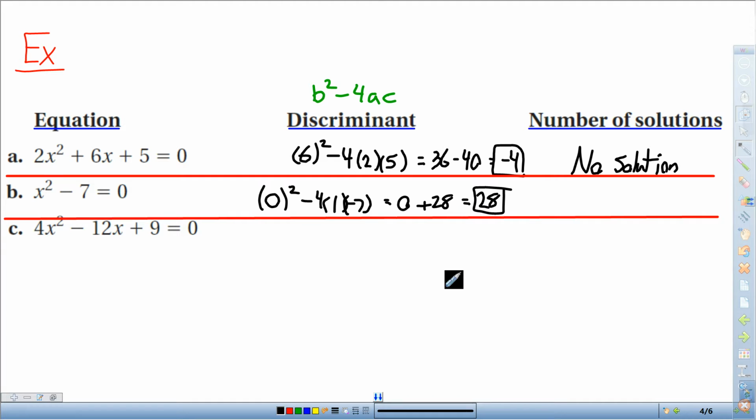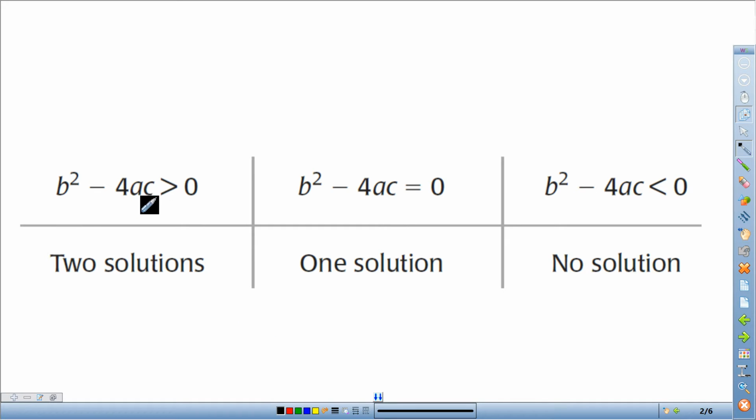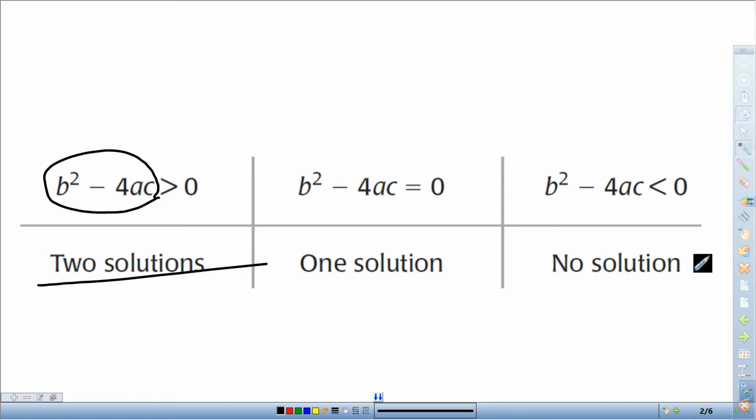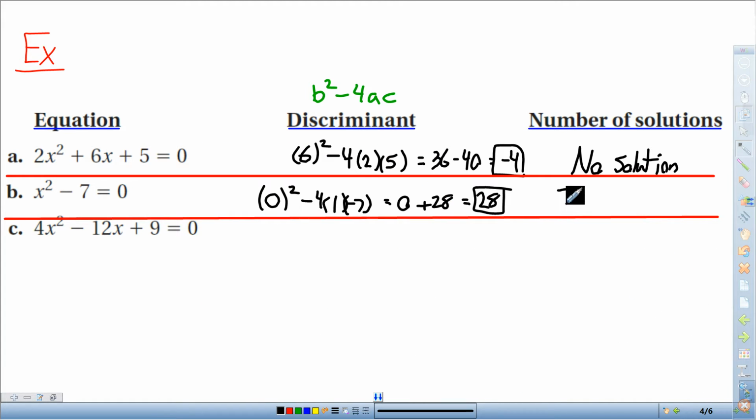So what does that mean? How many solutions do I get if my discriminant is 28? Well, the big thing to realize is 28 is a number greater than 0, so that means we're given 2 solutions. And you guys remember, 2 solutions is the typical amount of solutions we get when dealing with quadratics. No solutions is not that often run into, and 1 solution is maybe even less likely to run into.